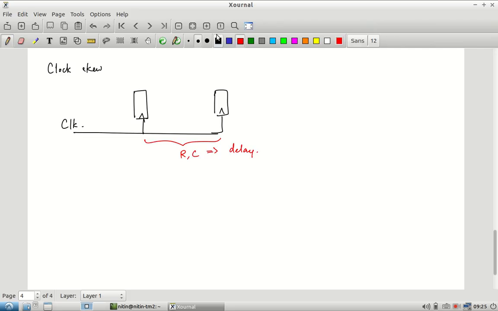How did that affect us? In terms of our equations, we essentially said that, for example, the setup equation would mean that the clock at the first stage plus T clock-to-Q plus T combinational must be less than or equal to the clock at the second stage minus T setup.